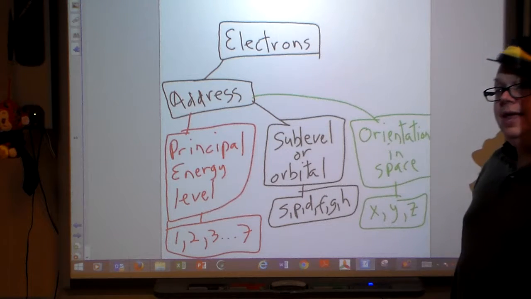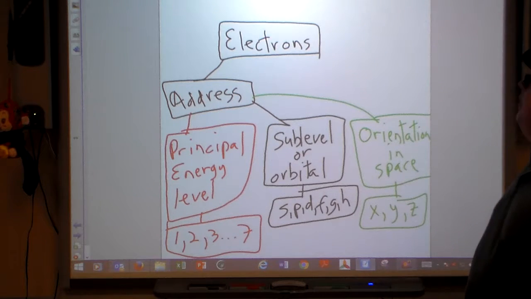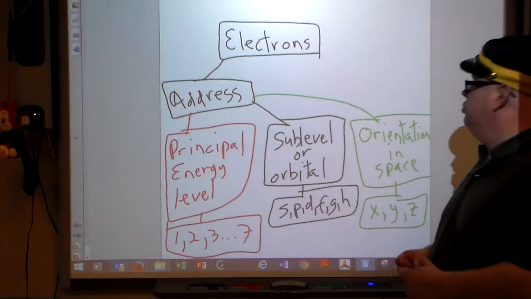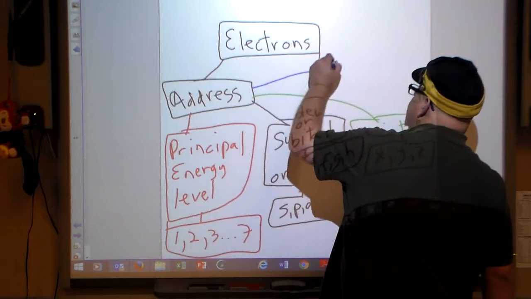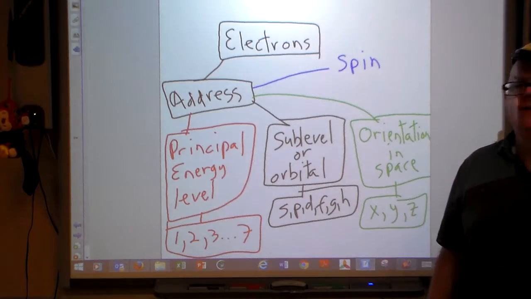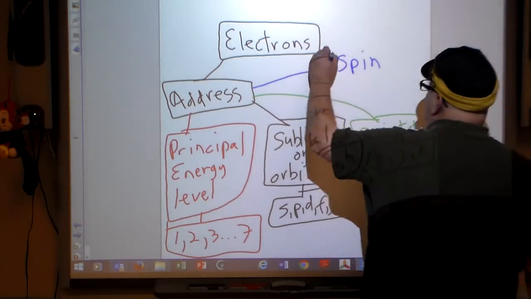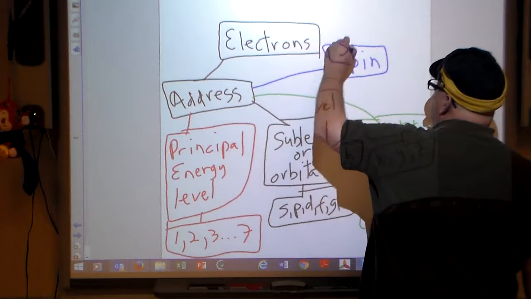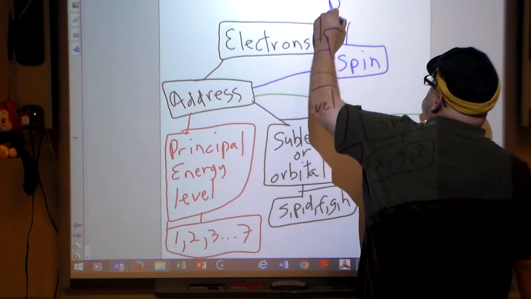Now, there's one last piece of the address for the electrons. One last piece, and that has to do with the spin. The electrons have to have a spin. Now, why do we care about that? Because there was that dude.